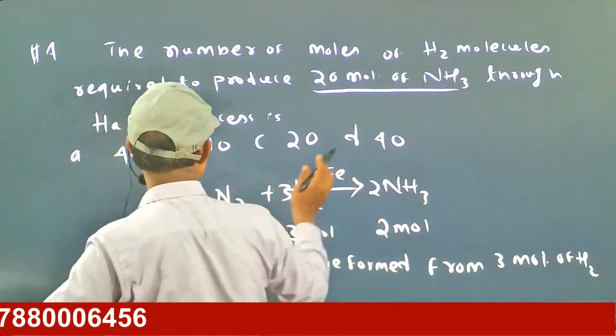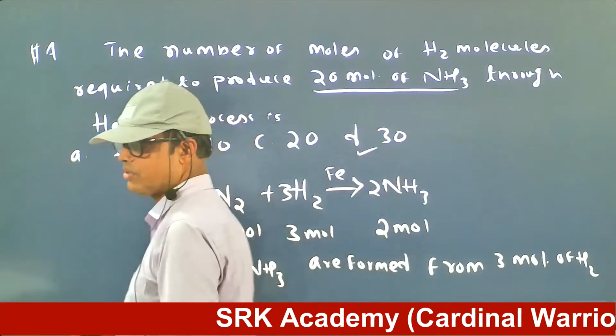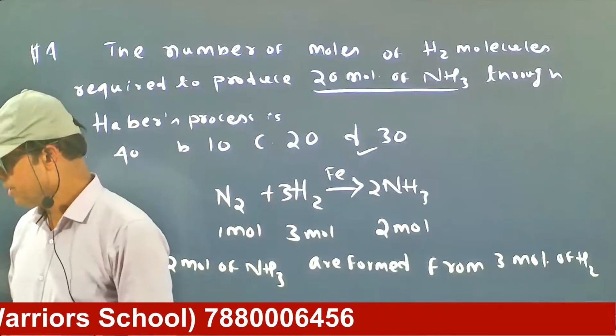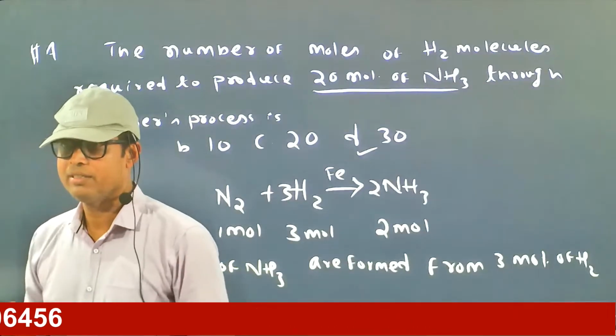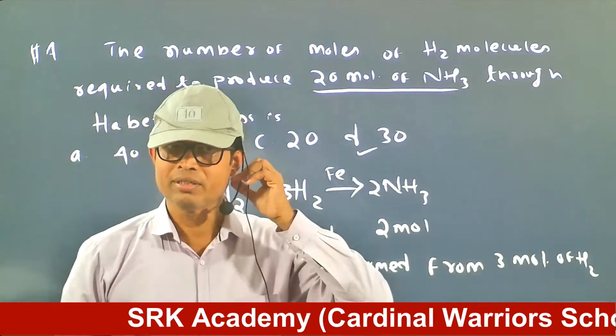So the options are 30, 40, 10, 20. There is another option 30. D is 30. So D is the right option. We have to go with D. Understood? This is a stoichiometric calculation.